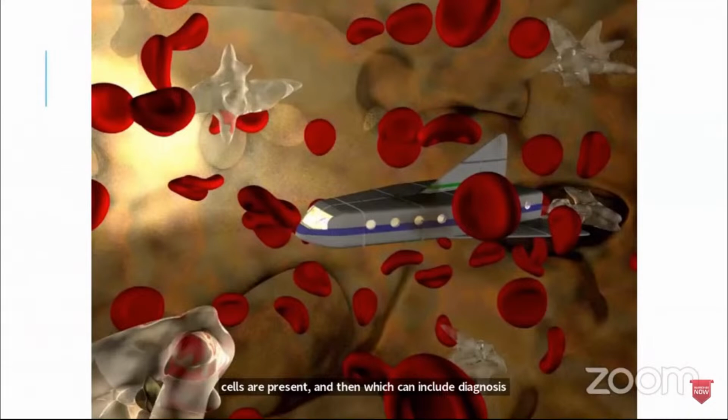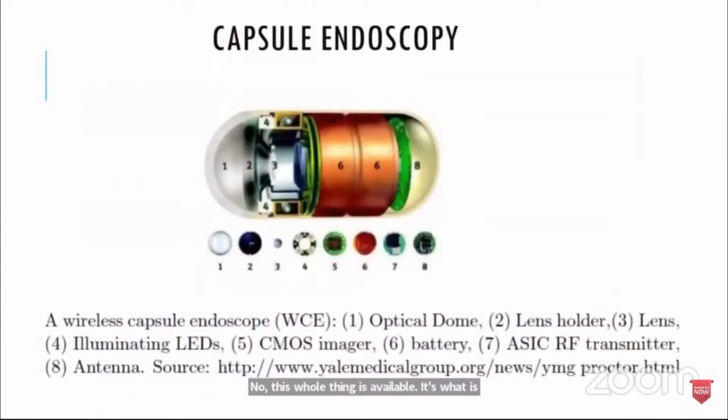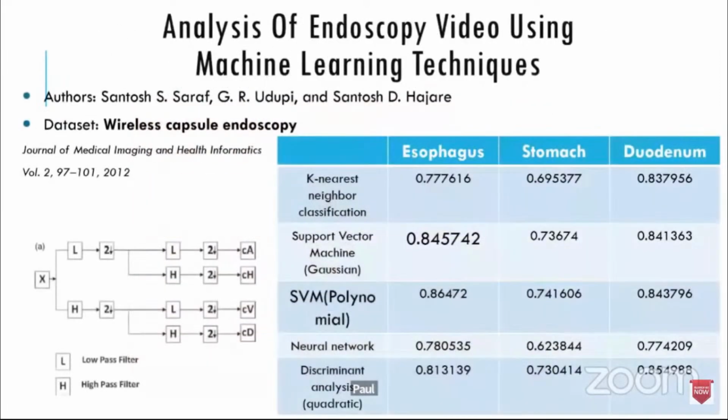You might have heard about a movie called Fantastic Voyage, where everybody was miniaturized and passed through a vessel, like a submarine going inside. Now, this is available as capsule endoscopy, where there's a capsule with a camera, a battery, and power to transmit images, and you just have to swallow it, and then all those images come out. Upper GI and lower GI are the only ones accessible, but in the middle intestine, which is long, there might be some bleeding or polyps. You get all those images, and AI has been used to analyze those images, doing video analytics. And you can see it is coming very close.